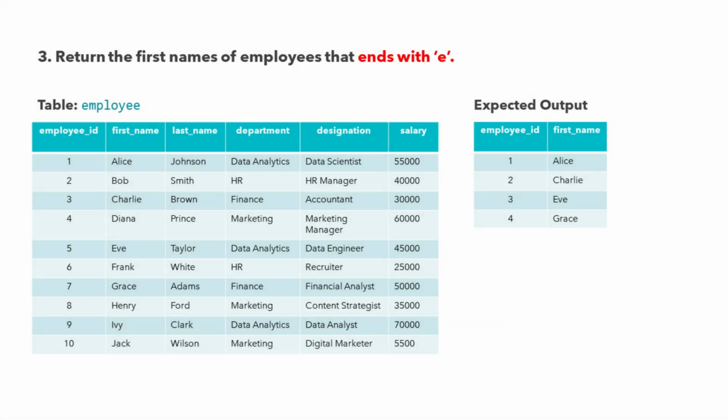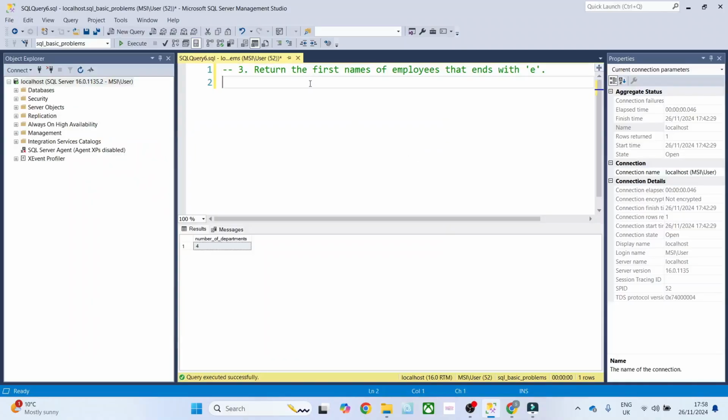3. Return the first names of employees that end with E. We are expected to return the employee ID and the first name column, where the employee's first name ends with E. Alice, Charlie, Eve and Grace all have names that end with E. Let's solve this. Let's first select the columns that we want to display. In this case, it will be employee ID and the first name column from the table employee.